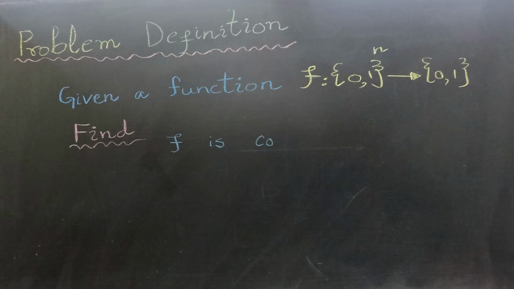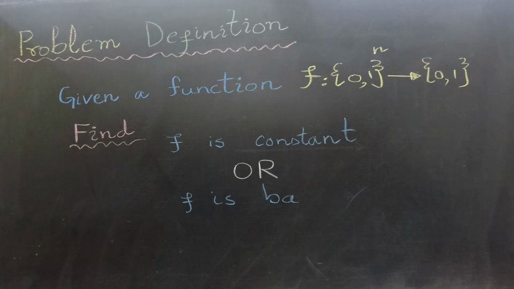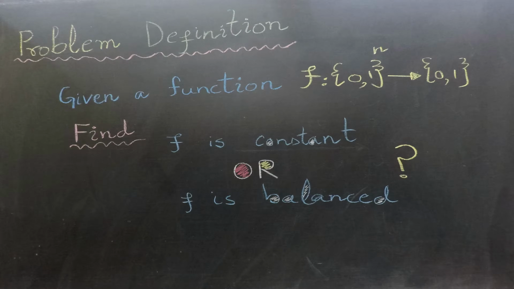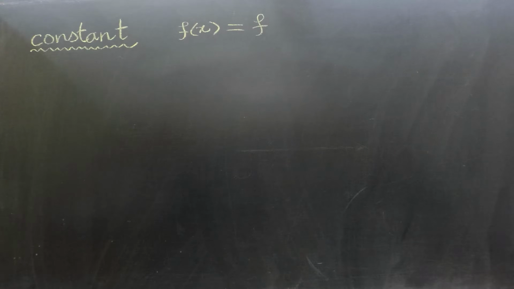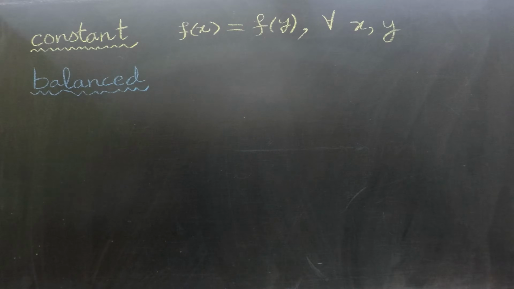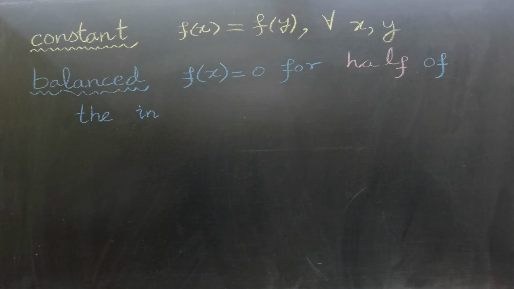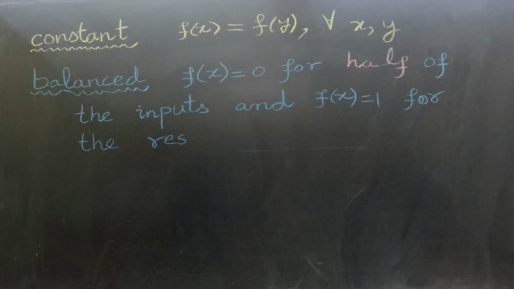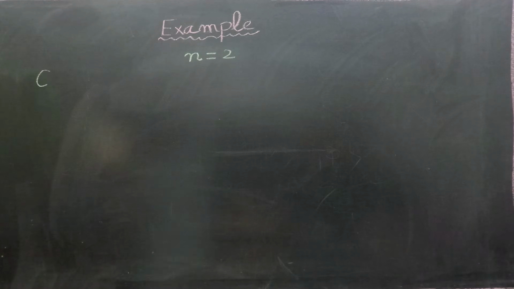Our aim is to determine whether the function f is constant or balanced. A function is considered constant if all of its outputs are the same, whereas a function is called balanced if half of its outputs are ones and the other half are zeros. To understand it, let's consider the case where n is equal to 2.